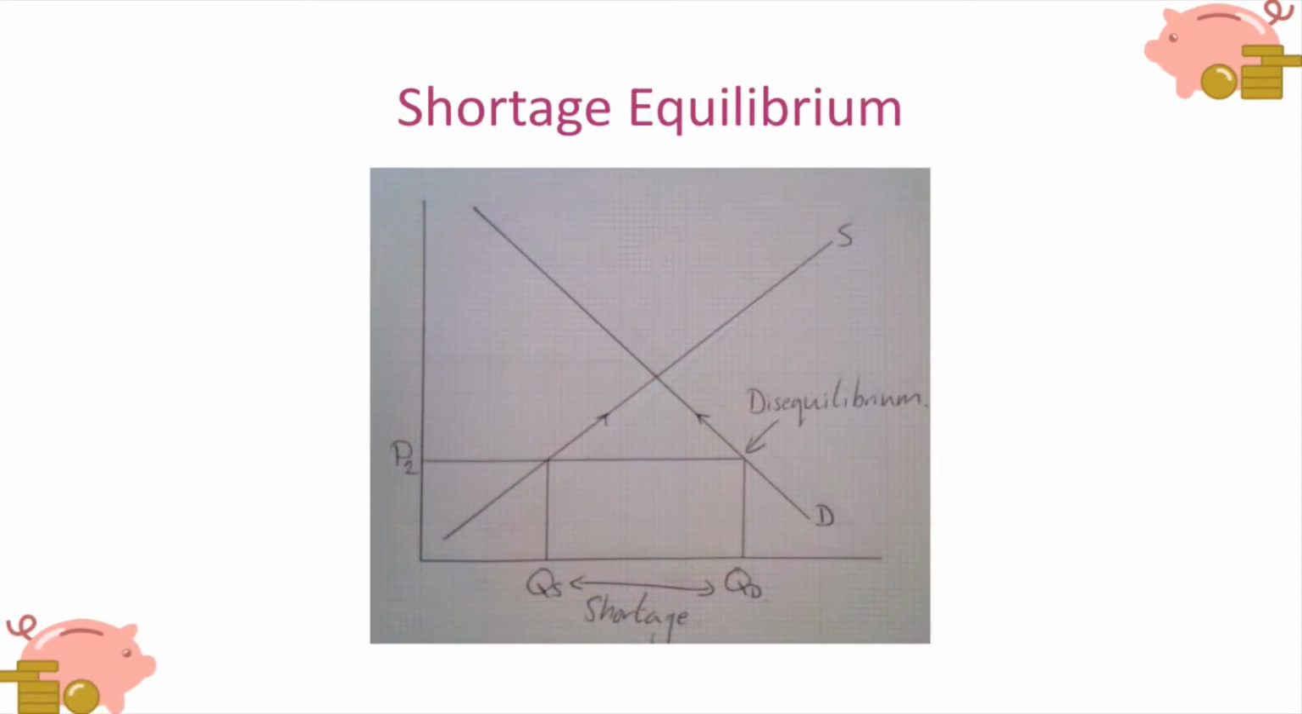In this diagram here, we're in a disequilibrium position. The price, P2, is below the equilibrium level, which means that we have more being demanded than is being supplied. So there is a shortage in the market. So this market is inefficient because there's a shortage.